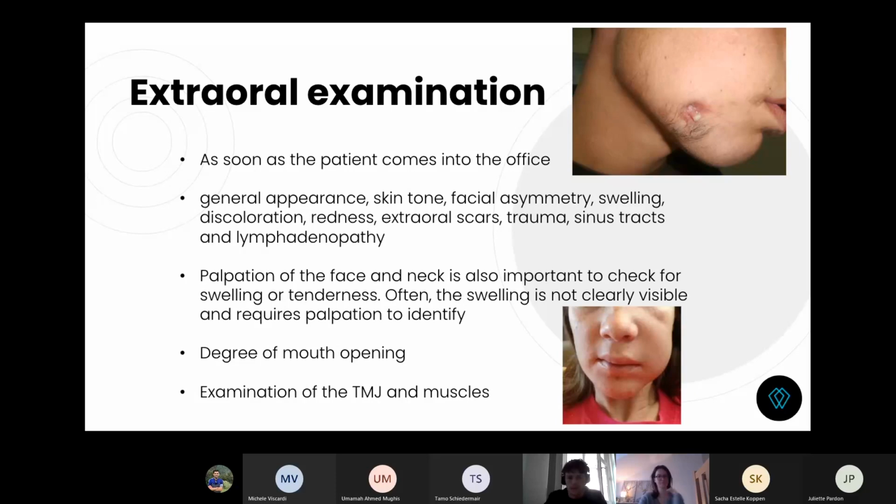If they have some troubles with the temporomandibular joint, or with the muscles, sometimes they can't open the mouth fully, or they have some pain when opening the mouth, and then you can also examine the temporomandibular joint by palpation mainly. Next slide.